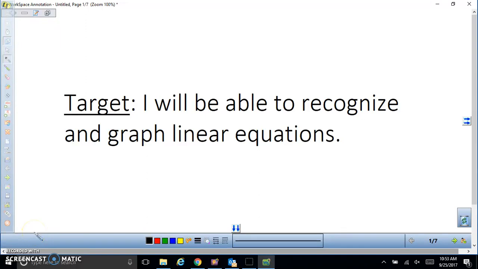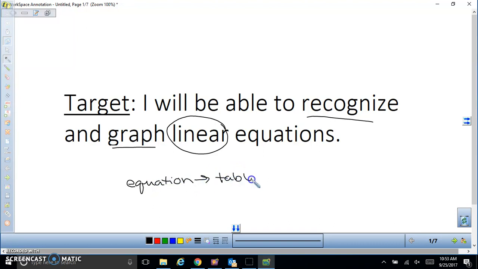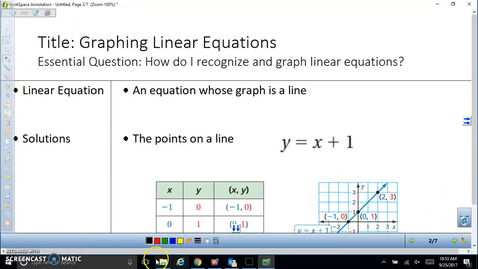Hey guys, tonight you are going to be looking at recognizing and graphing linear equations. When we're talking about graphing, we're going to go from equation to table to graph. This is always our safest bet when we don't know what to do. We're always going to fall back to go from your equation, go to the table, and then graph. So let's go ahead and take a look at what this means.